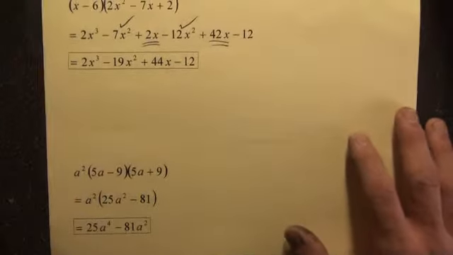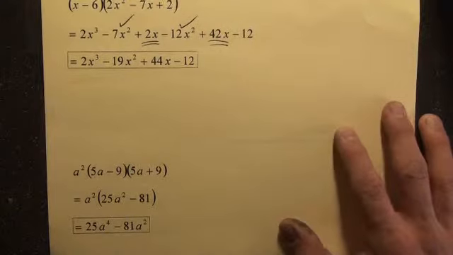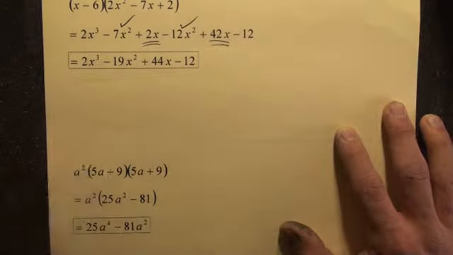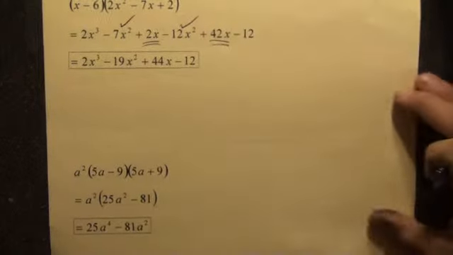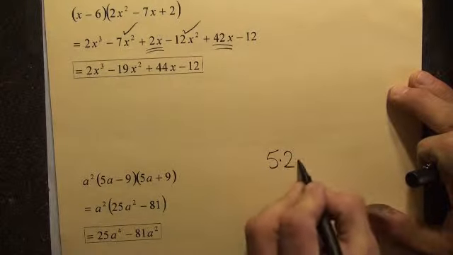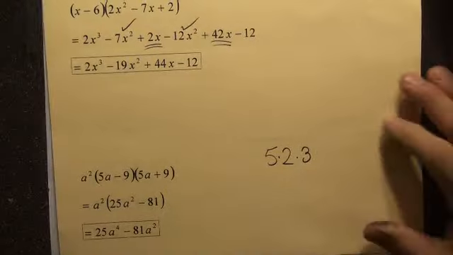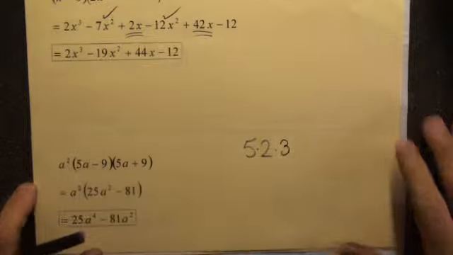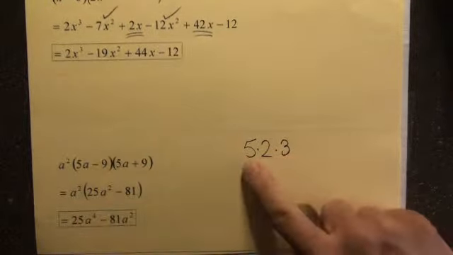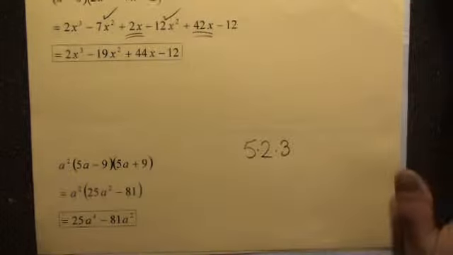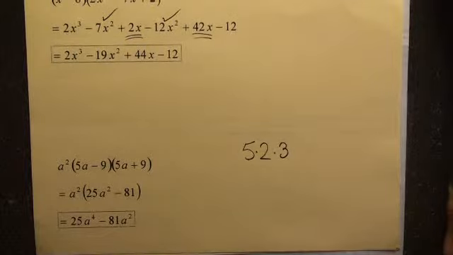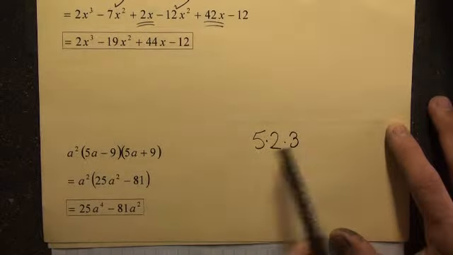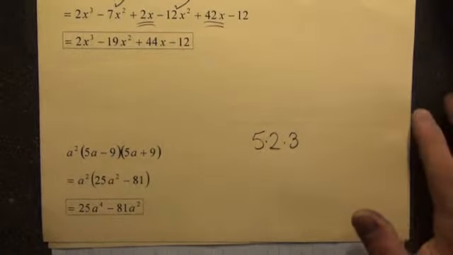Next one, a squared times a binomial and another binomial. Now, what a lot of people are tempted to do is distribute the a squared. Save that for last. Remember, multiplication has what's called the commutative property. 5 times 2 times 3 is 30. However you slice it up, 15 times 2, 6 times 5, or 10 times 3, doesn't matter. Commutative means it can commute either way. It's still the same distance. And multiplication has that commutative property.